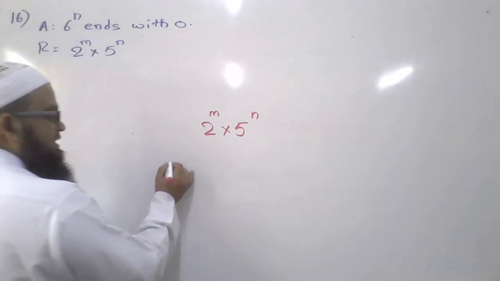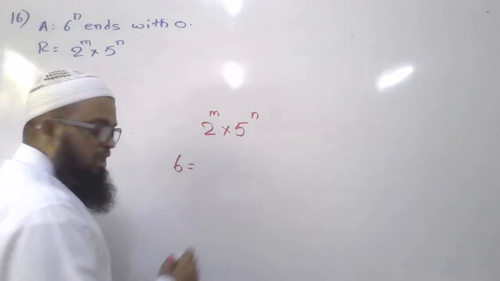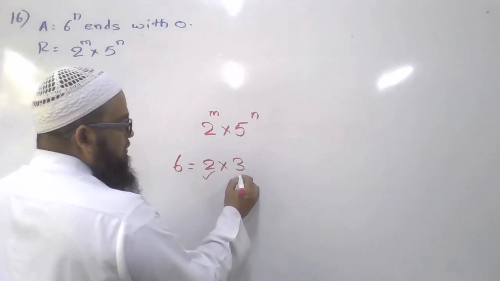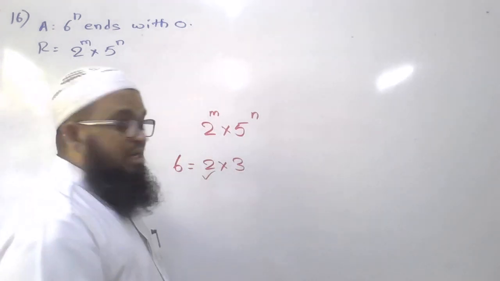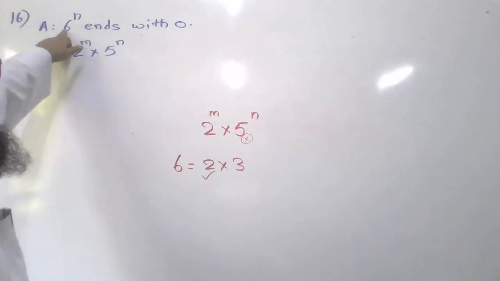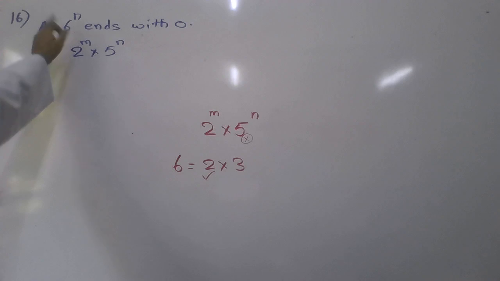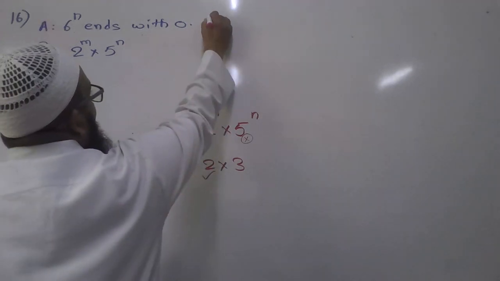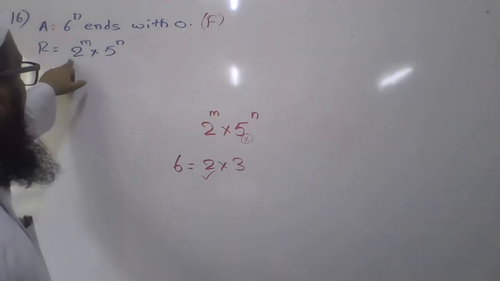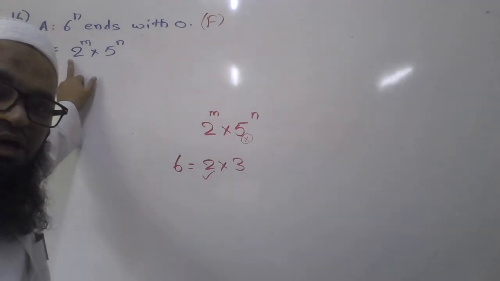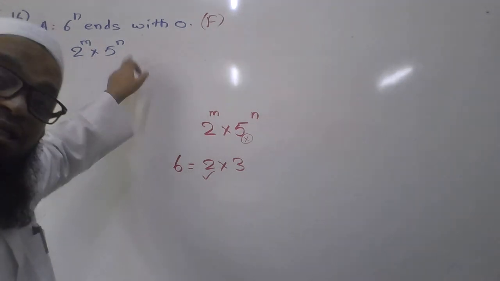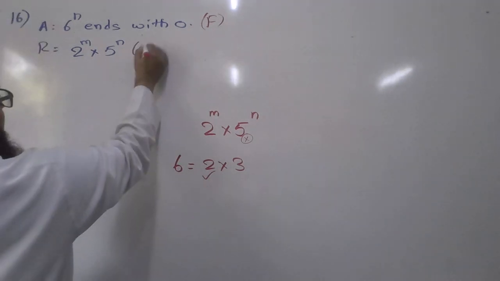Now if I see the prime factorization of 6, it is 2 times 3. So you have 2, but do you have 5? No, you don't have 5. Therefore, will 6 to the power of n end with 0? No, sir. So therefore it is false. And what is the reason? The prime factor of the given number should contain 2 to the power of m into 5 to the power of n. Yes, this concept is right. So therefore it is true.